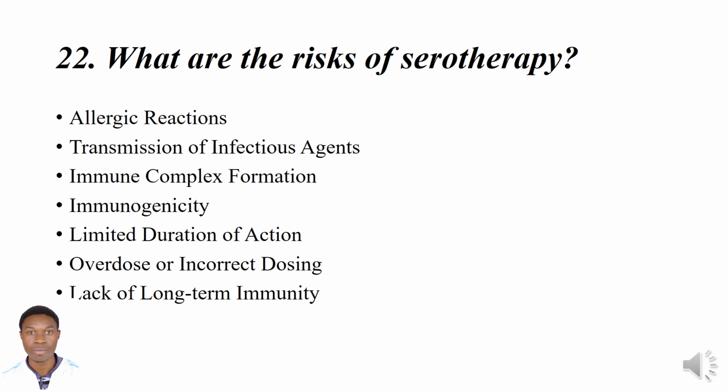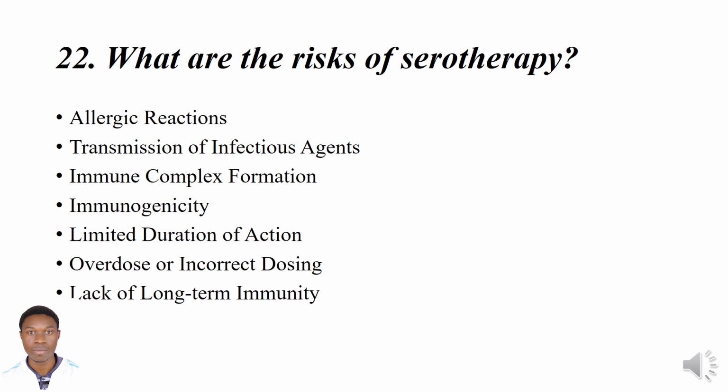Then there is a limited duration of action. By this, you have temporary protection, where serotherapy provides passive immunity, meaning that the protection lasts only as long as the administered antibodies are present in the body, usually weeks to months. After this period, the person no longer has protection from the pathogen or toxin, and further treatment or vaccination may be needed.